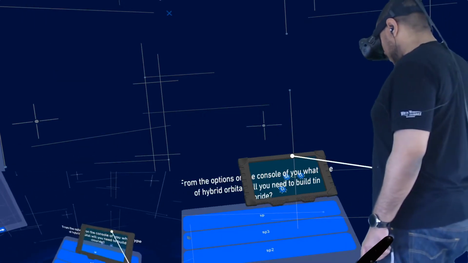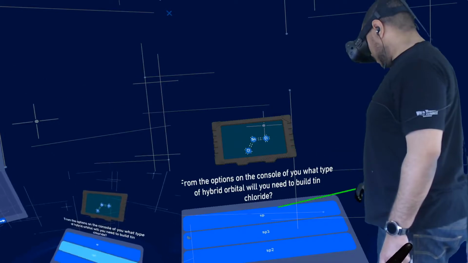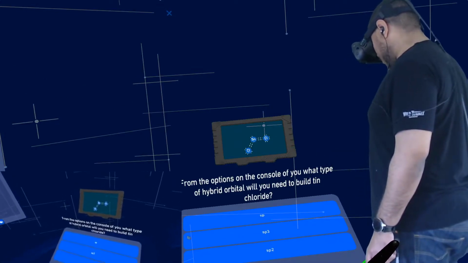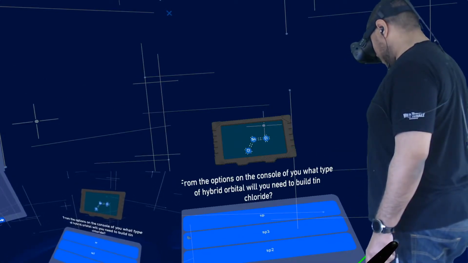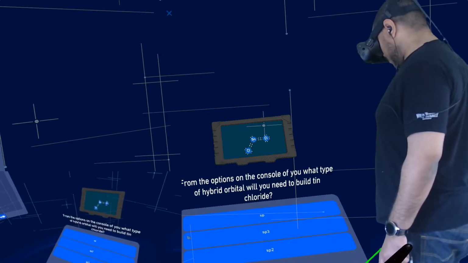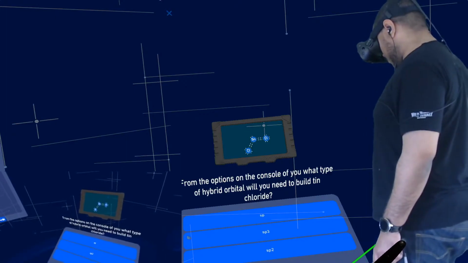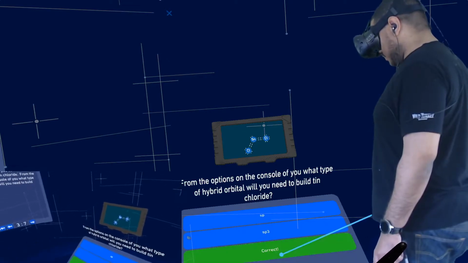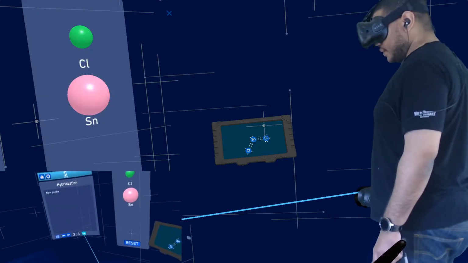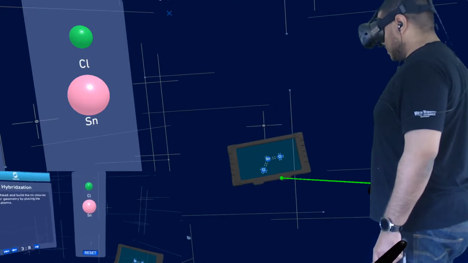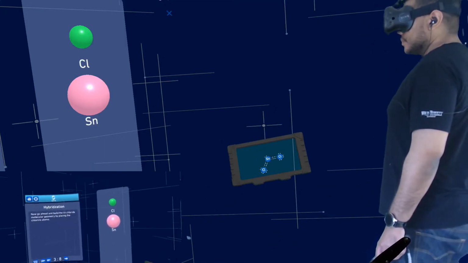Let's look at one more example. Looking at the tablet, you can see the Lewis diagram for tin chloride. From the options in front of you, what type of hybrid orbital will you need to build tin chloride? Now go ahead and build the tin chloride molecular geometry by placing the chlorine atoms.